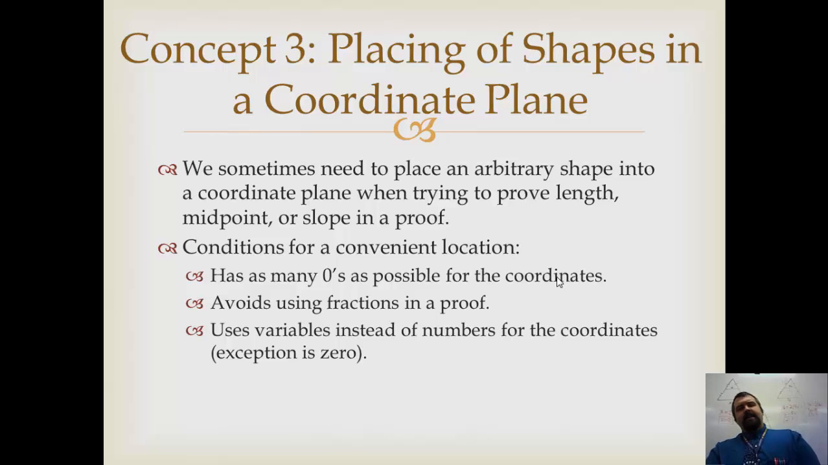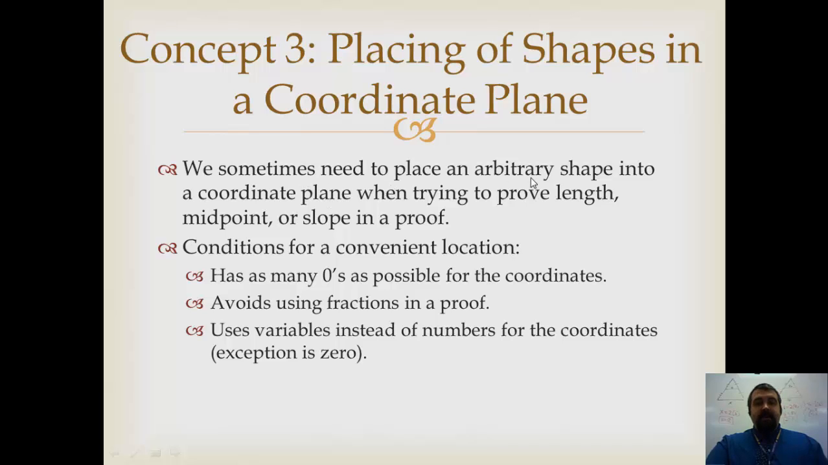Concept 3, placing of shapes in a coordinate plane. At some point, we're going to try and prove something that's going to deal with the length formula, midpoint, or slope. And when we do this, we generally back off from the two-column or the flow proof, and we show our work, and we write a conclusion based on what we see. But before that, what we usually do is we place a shape into a coordinate plane.